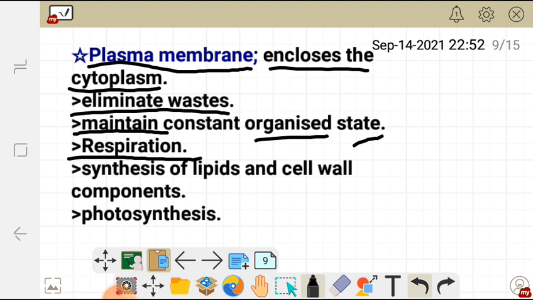It also helps in the synthesis of lipids and cell components. It helps in the formation of cell components. It also helps to synthesize lipids, and finally it also helps in the process of photosynthesis. Remember, there are prokaryotic cells, bacteria, which are autotrophs. They make their own food through the process of photosynthesis, like plants do.